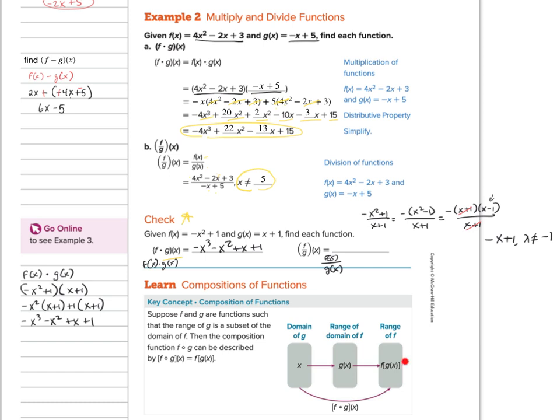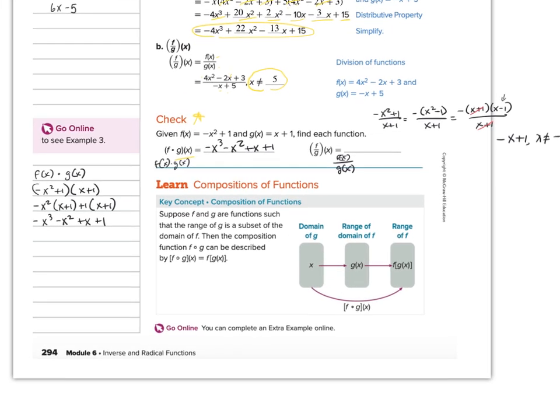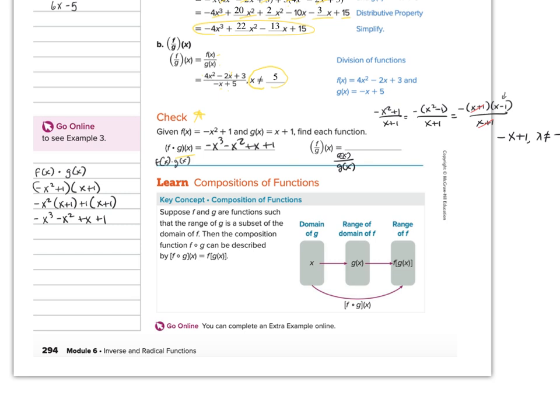Now, that is adding, subtracting, multiplying, and dividing functions. Now here, when they talk about this, it says, suppose f and g are functions such that the range of g is a subset of the domain of f. Then the composition function f of g can be described as f of g of x.